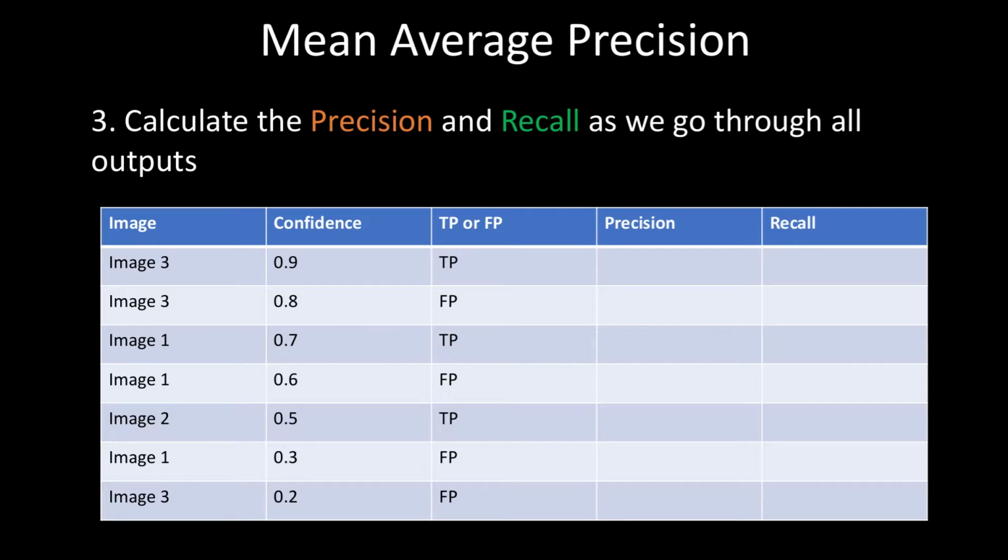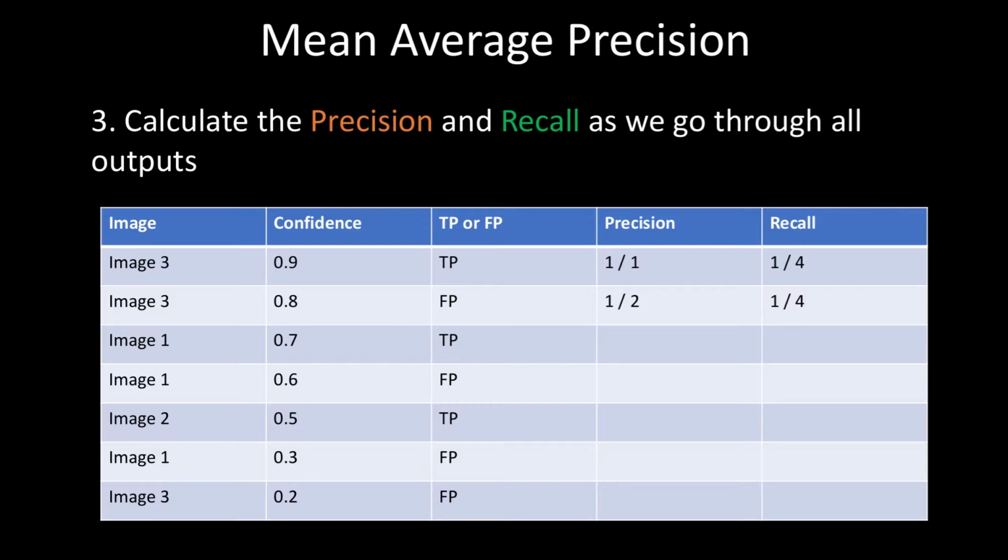So for the first one, that's a true positive. So the precision so far is going to be 1 out of 1. Our predictions so far have been 100% accurate. And for the recall, we've covered 1 out of 4 total bounding boxes. For the second bounding box prediction, it's a false positive. That means that the precision is going to be 1 out of 2, and the recall is going to stay the same because we haven't covered any more of the target bounding boxes.